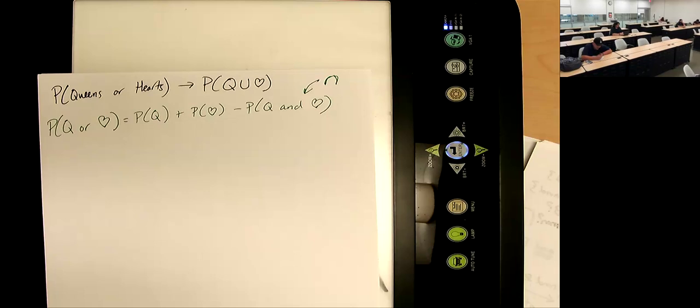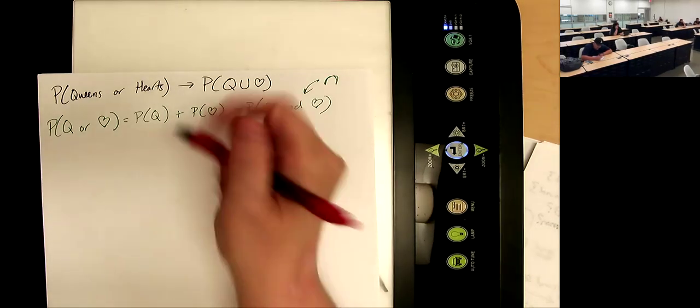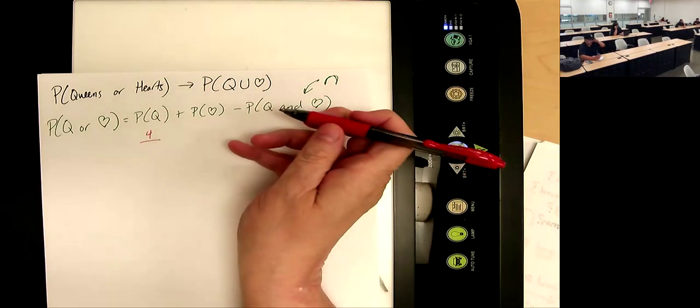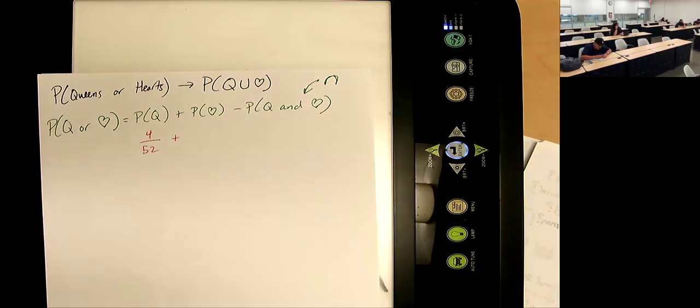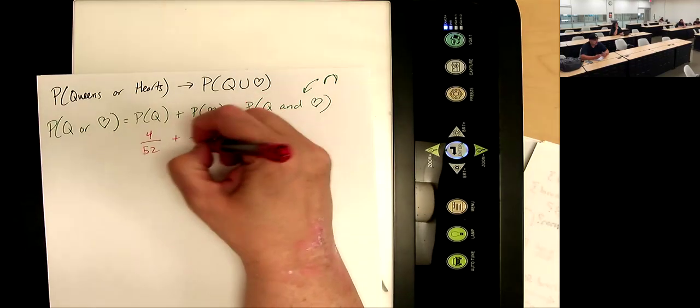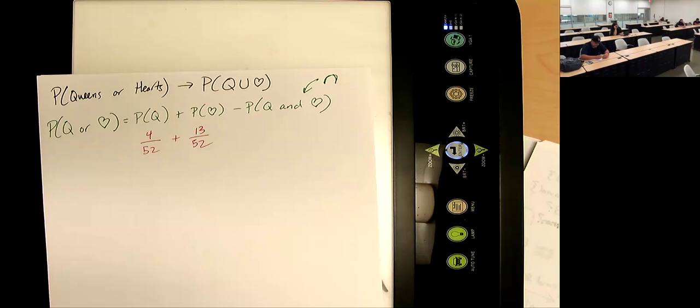How many queens are there in the deck? Four. There's four queens out of how many cards? 52. How many hearts are there in a deck? How many cards in a suit? 13. 1 out of 4. It is 1 out of 4, but I was shooting for 13 out of 52. There's 13 cards in each suit.